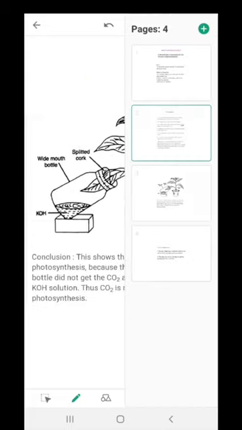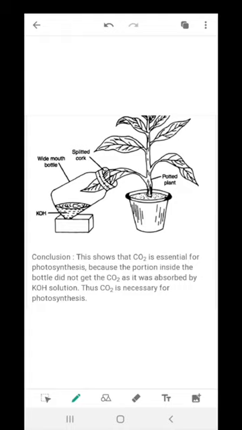Now while coming to the conclusion, this shows that carbon dioxide is essential for photosynthesis because the portion inside the bottle did not get the carbon dioxide as it was absorbed by KOH solution. Thus, carbon dioxide is necessary for photosynthesis. I am repeating again, carbon dioxide is essential for photosynthesis because the portion inside the bottle did not get carbon dioxide because of the presence of potassium hydroxide solution.